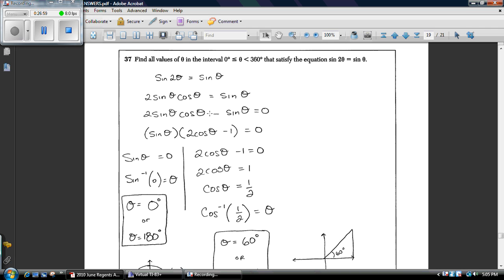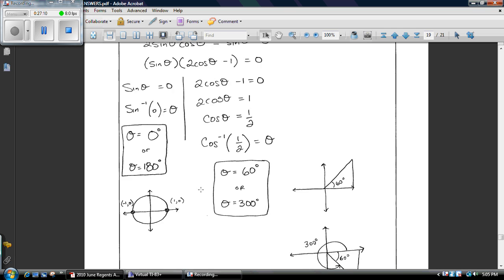Subtract sine theta over. Both of these terms have sine theta in common. Factor it out, and you're left with 2 cos theta minus 1. Set both of these things equal to 0. Solve the inverse sine of 0 to find theta. You get that 0 degrees works and 180 degrees works, because remember, sine represents the y values of the unit circle. Where are the y values 0? They're at 0 degrees and also at 180 degrees.